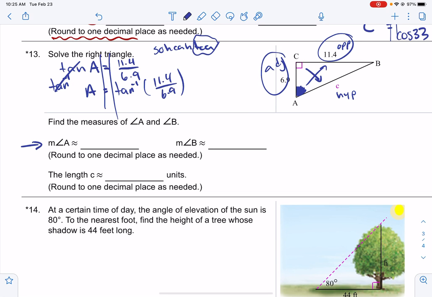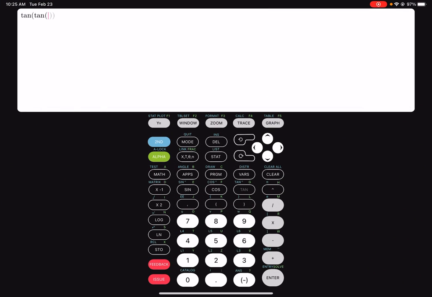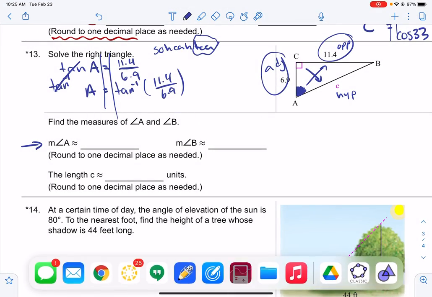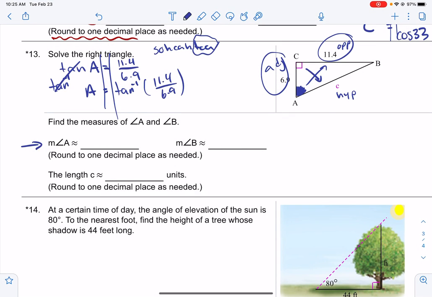So all I need to do is plug that in my calculator. So I go to my calculator and instead of hitting tangent, we're doing inverse tangent of 11.4 divided by 6.9, I think. Did I remember the numbers right? 11.4, yeah, divided by 6.9. So 58.815. So this becomes 58.815. Now before I type it in, round to 1 decimal place. So 58.8 or 58.9. Well, that 1 tells me just to round to 58.8.